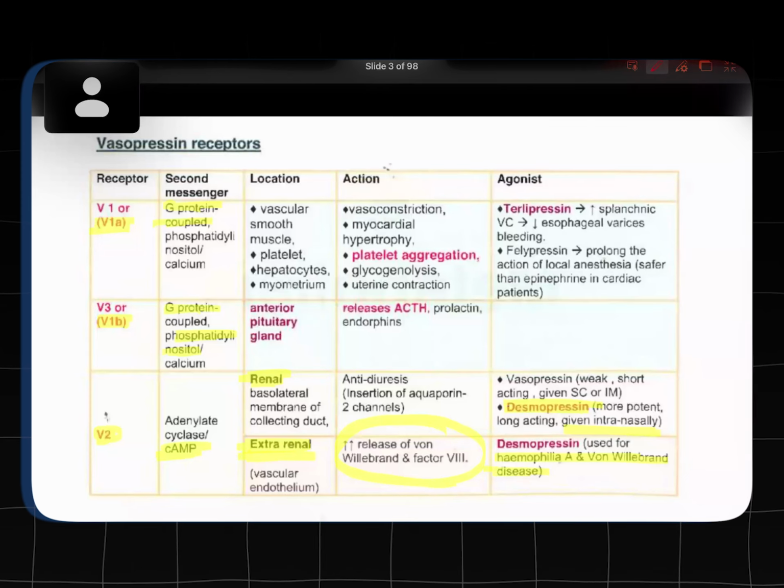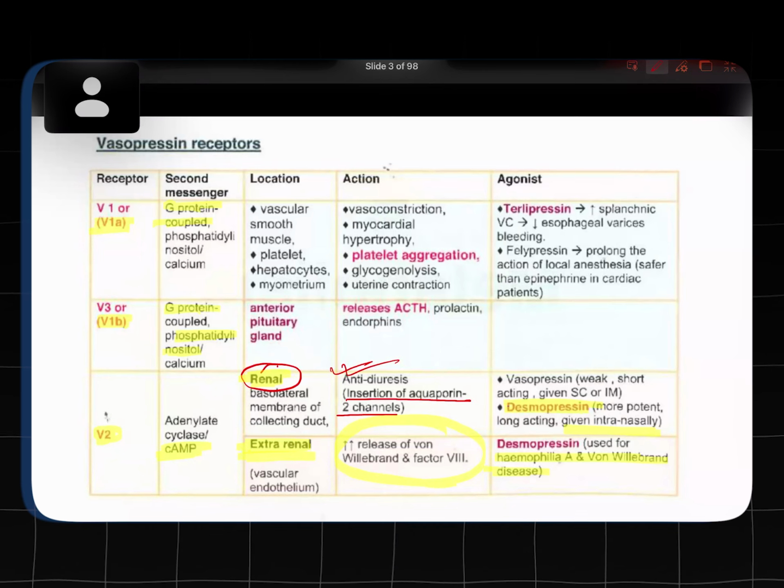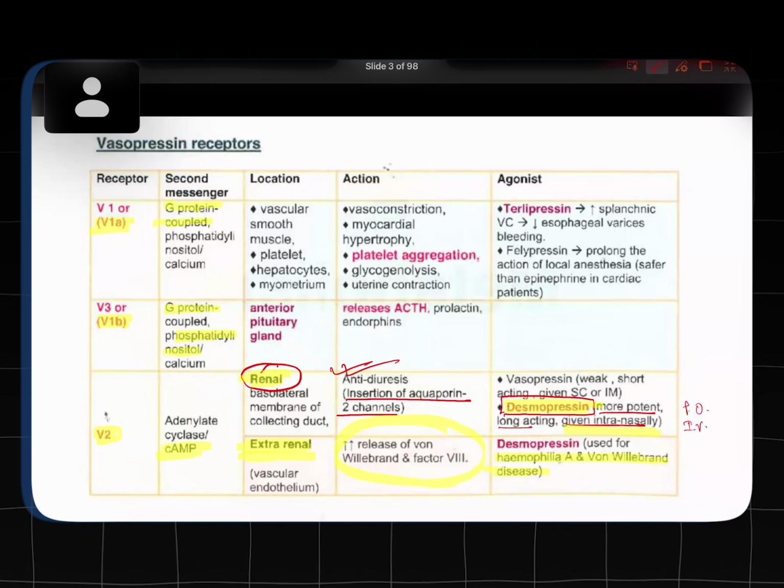So one is the renal part, which is for the antidiuresis part. As we know, it acts at the level of aquaporin 2 channels. And you are not using vasopressin, you are using desmopressin because it is more potent, long acting, and the route is usually intranasal. However, peroral and IV routes are also there, but for examination purpose, intranasal is good enough. The dose is 10 mcg intranasally.